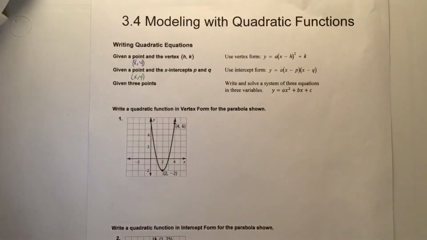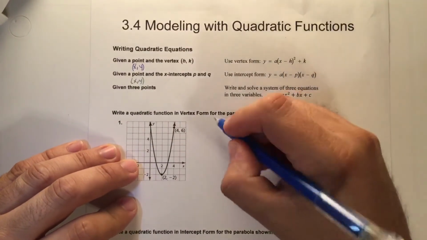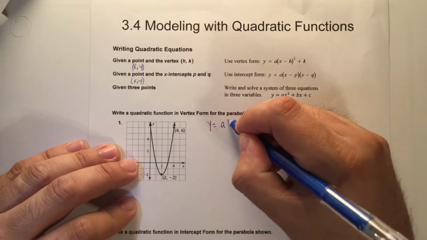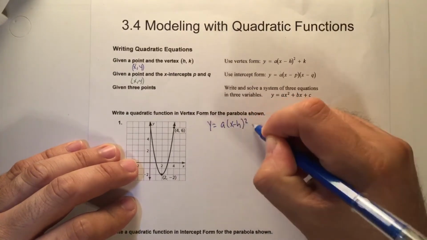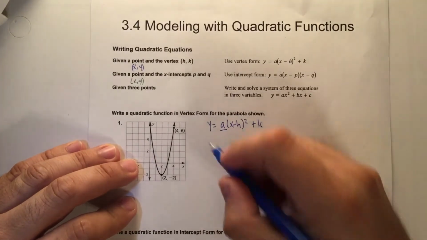All right, so the first one right here says, write a quadratic function in vertex form for the parabola shown. Okay, so what we're going to get is the information we need. So first, I'm going to write down this form right here, just so I have it here to reference. So when I'm doing this, to figure out the a value, I need two things. First, I need the vertex.